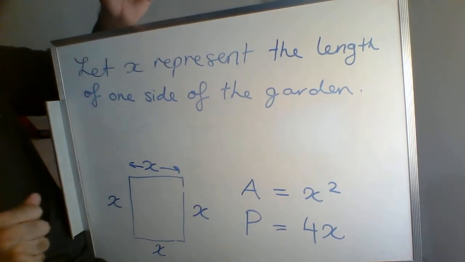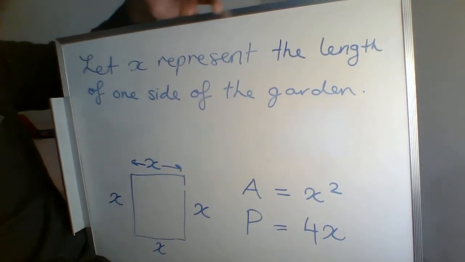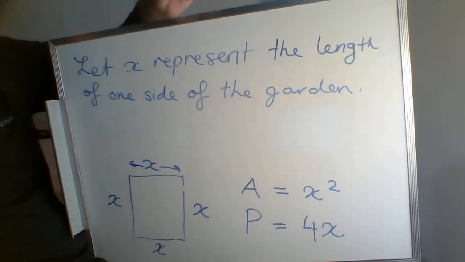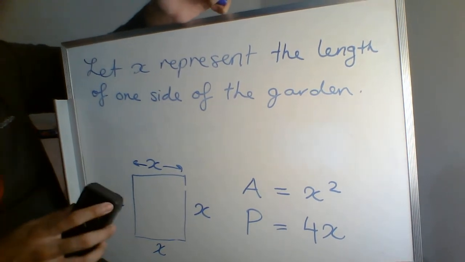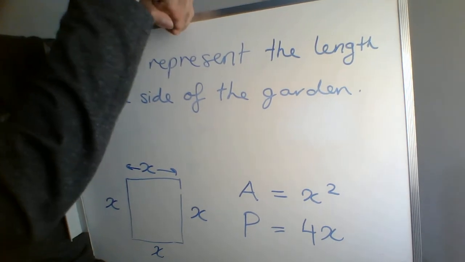So we've got let x represent the length of one side of the garden, or if you're feeling lazy, you could say let x be the side length, whatever. Something that allows you to figure out what exactly we are dealing with here with our variable.